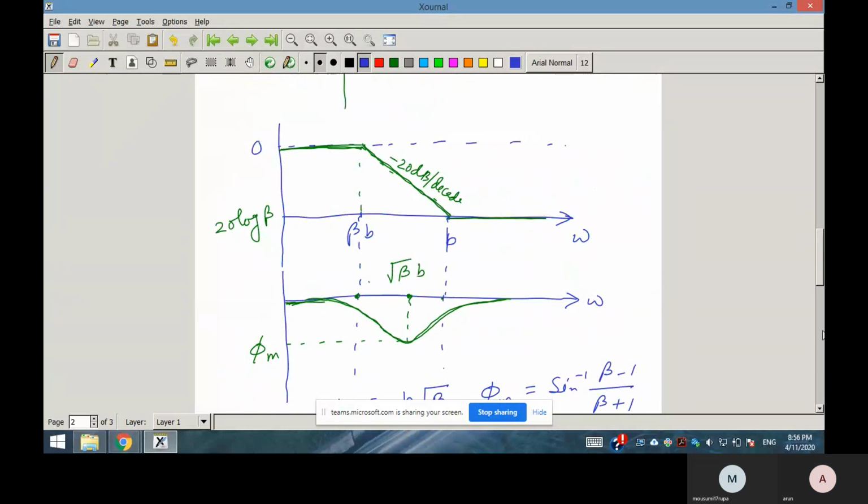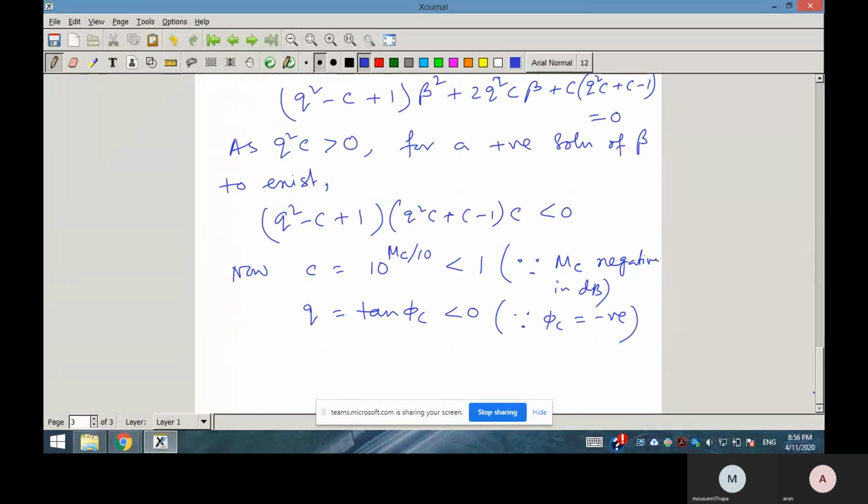So then what will happen? Q square minus C plus 1. So 1 minus C will now be greater than 0. Q square is greater than 0. So Q square minus C plus 1 will be greater than 0.